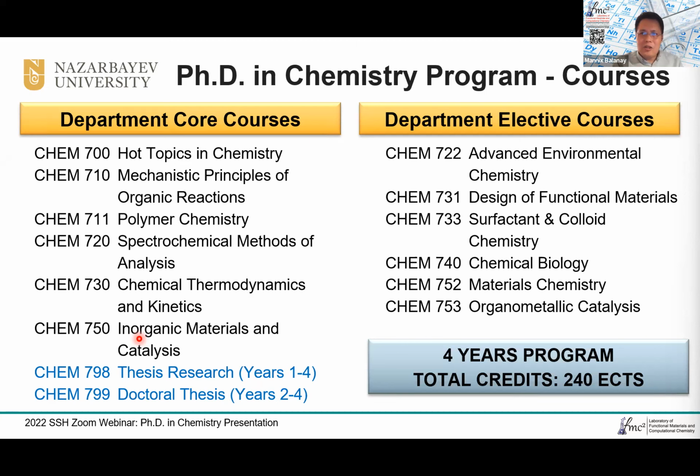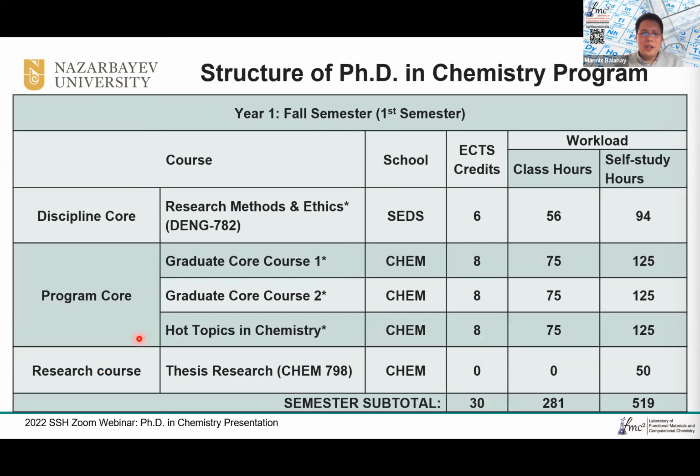So the basic structure of our program is that in your first year, you will be taking a lot of courses. Okay, so this is basically your suggested curriculum for the first semester, or the fall semester, wherein you will also be taking some research methods and ethics. Then the graduate core course, as I've said, you need to choose among those that are listed 2 core courses with the help of your supervisor. Then this is another core course, the hot topics, and you need also to enroll with your thesis research.